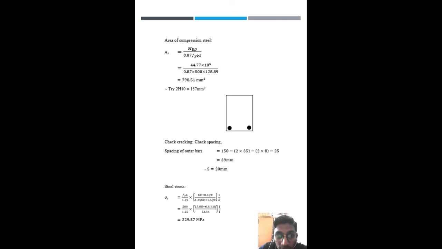Next, the steel stress is 229.57 MPa. Okay, next we check for deflection. For rho zero we got 0.001, rho node we got 0.006, and rho prime we got 0. The factor for structural system, K, is 0.033.